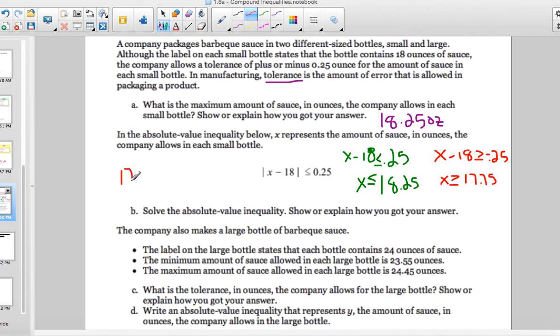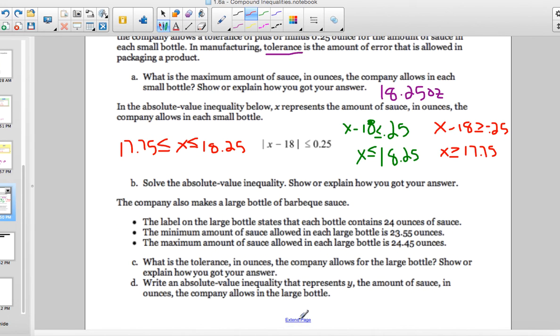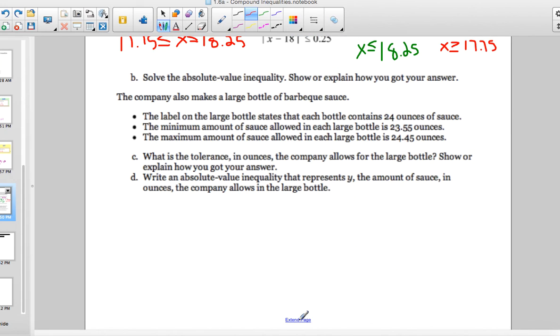So your answer would be 17.75 is less than or equal to x, which is less than or equal to 18.25, right? And that's basically exactly what this whole thing was talking about. So when it says show or explain how you got your answer, if it is an MCAS, something like that, your work is justification enough. If you wanted to give a sentence answer or something like that, you could, but most of the time the work is sufficient.